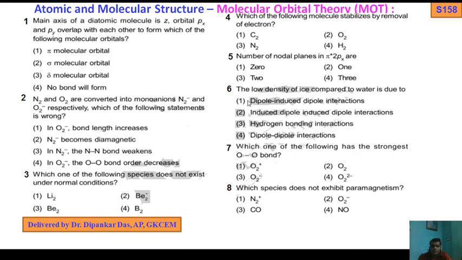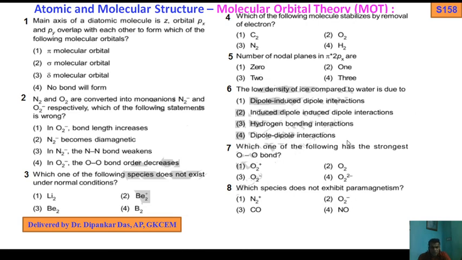The low density of ice compared to water is due to dipole-dipole interactions. This question does not belong here, but it comes here; it should not be there. Which of the following has the strongest O bond? O2 plus, O2 minus, O2, O2 2 minus.